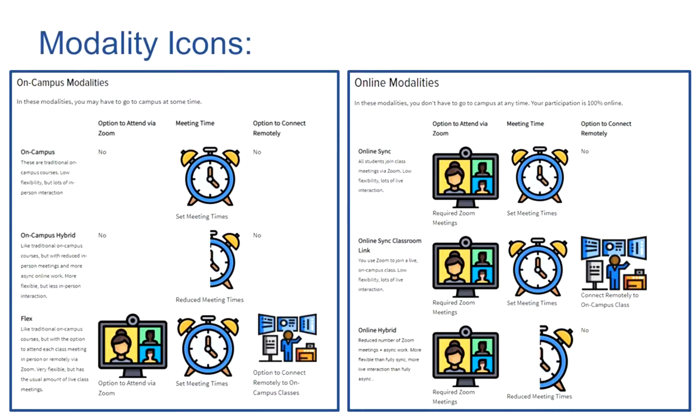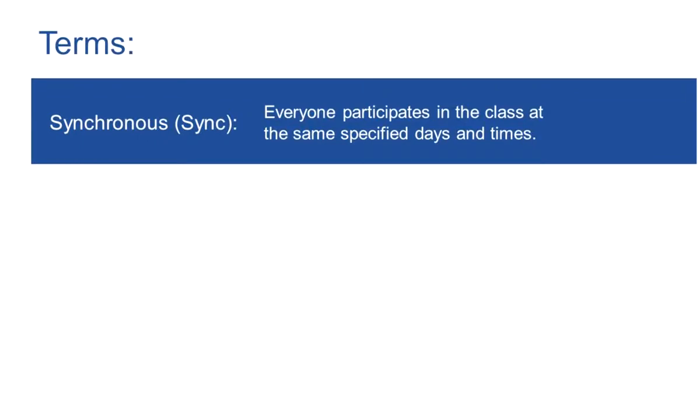Before we get started, we need to define 3 terms that will appear throughout this discussion. The first is synchronous, or sync for short. This means that everyone participates in the class at the same specified days and times. Face-to-face classes have always been synchronous, but now online classes can be synchronous as well, typically enabled by a technology like Zoom. This icon, found in the summary online, represents synchronous classes and your need to be available at specified days and times.